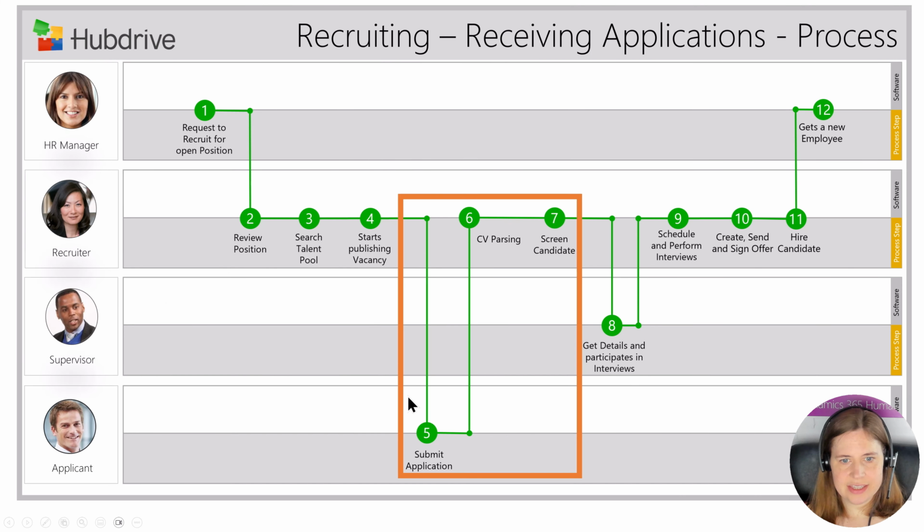Once the applicant submits their application via the recruiting portal, for example, or via a job board connected to the system, the recruiter gets that application inside the HR solution. By clicking one button, they can parse any attached CV to get the data easily transferred to the system and screen the candidate to see if they are a good fit for the job. Let me show you what that looks like in the HR solution.